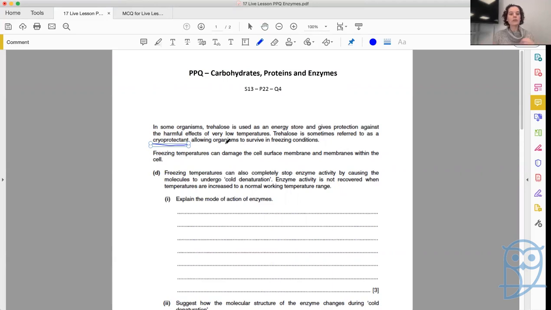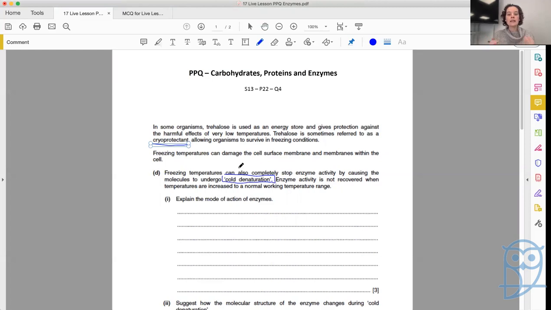The question then goes on to say freezing temperatures can also completely stop enzyme activity by causing the molecules to undergo cold denaturation. Now, this is not something that is included in your syllabus. It's not something that you study. So it's important that you use the information that they're giving you in the question and use your understanding of enzymes and protein structure and denaturation and apply your understanding into the situation.